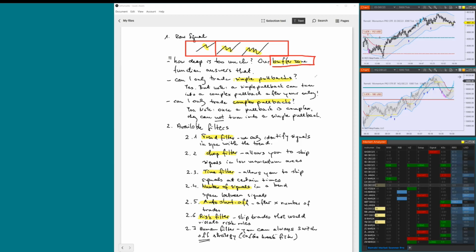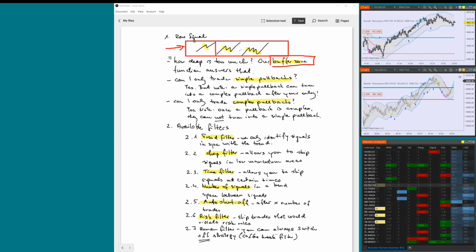And the first two things, and if you know the product, you know this already, we have achieved both these goals. Okay, so there will be more. I'm going to walk you through them, but let's start with these. Okay, so the first task was to define the consolidation areas, we've done that. Second job was to differentiate between simple and complex pullbacks. The software does that too.